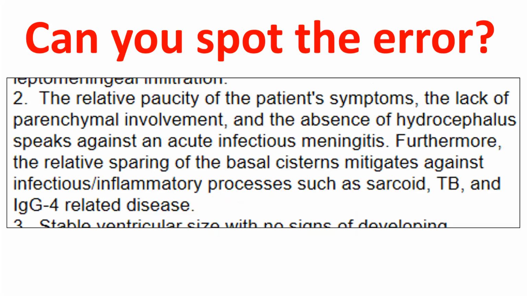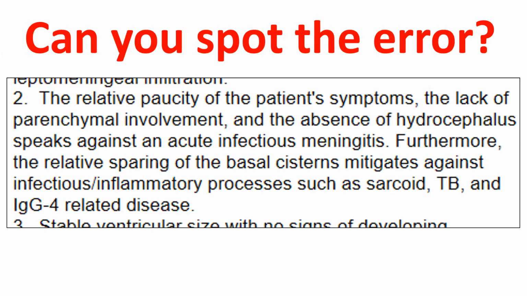Okay, here we go. Let's play a game with this one. Can you spot the error? I'm going to read it. It's point number 2. The relative paucity of the patient's symptoms, the lack of parenchymal involvement, the absence of hydrocephalus speaks against an acute infectious meningitis. Furthermore, the relative sparing of the basal cisterns mitigates against infectious inflammatory processes such as sarcoid, TB, and IgG4 related disease. Where is the error?